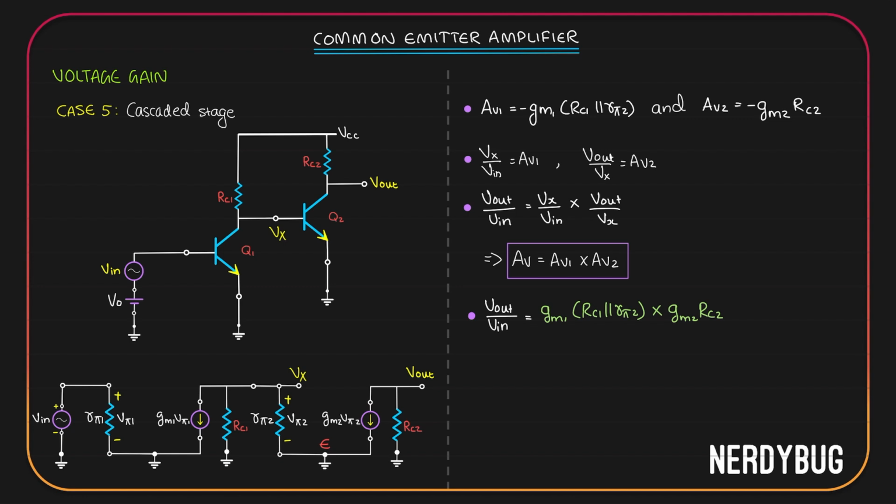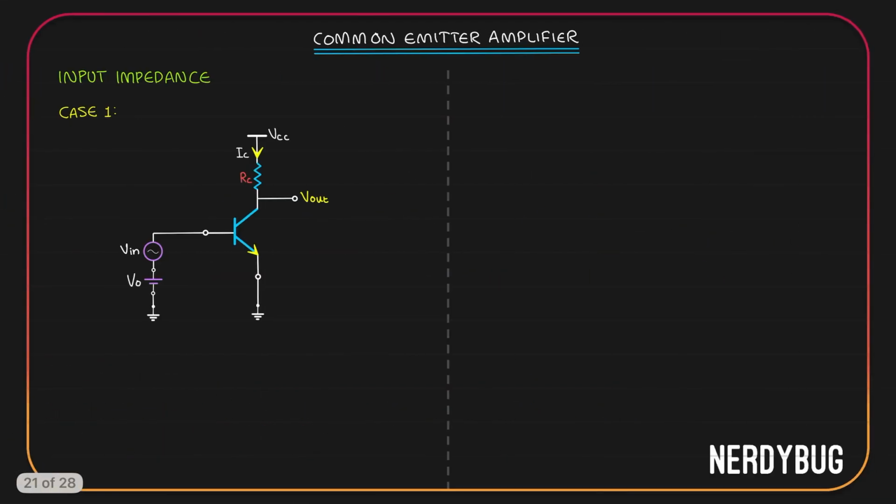Similarly, for the second transistor, we'll have R naught between the collector and emitter. Let's call it R naught 2. So here, when we calculate the equivalent resistance between the collector and emitter, we'll have RC2 parallel to R naught 2. The expression for gain will be like this then. We will get an extra R naught 1 over here and an extra R naught 2 over here. This was the last case for calculating voltage gain. Let us move on to input impedance.